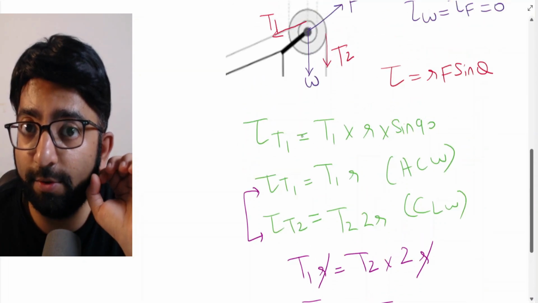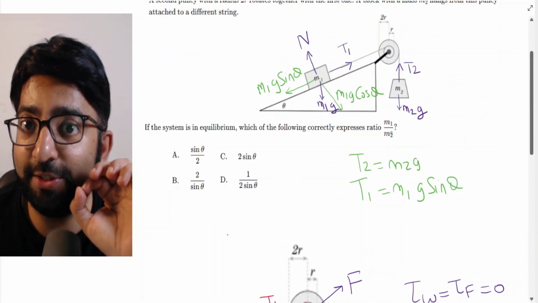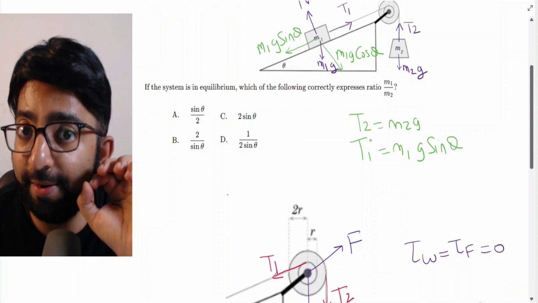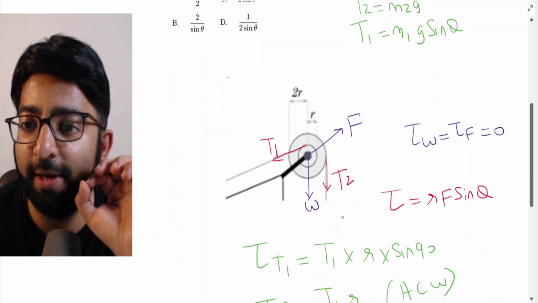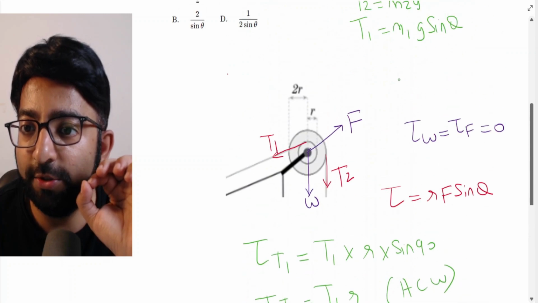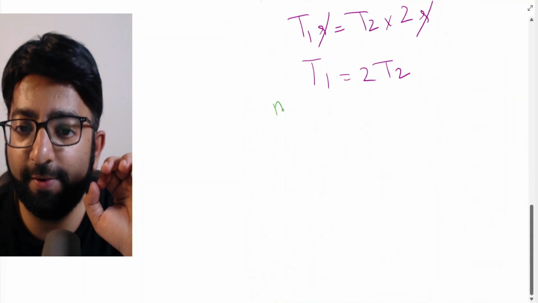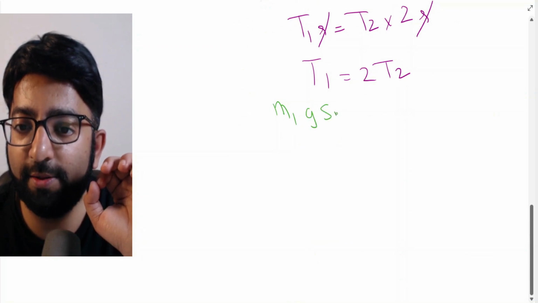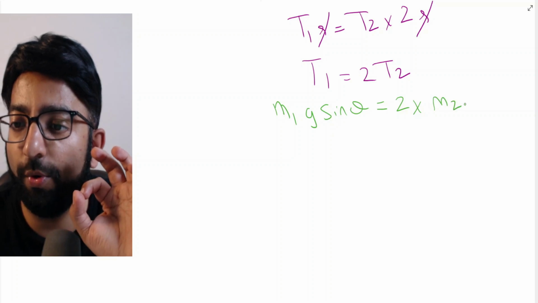And now let's go back to the question in order to check what we are supposed to find. We have to figure out the ratio m1 upon m2. Earlier we had figured out T1 was m1 g sine theta and T2 is m2 g. So let's put that in this expression. T1 is 2 times T2. So in place of T1, we will write m1 g sine theta, and this will be equal to 2 times T2, which is m2 into g.